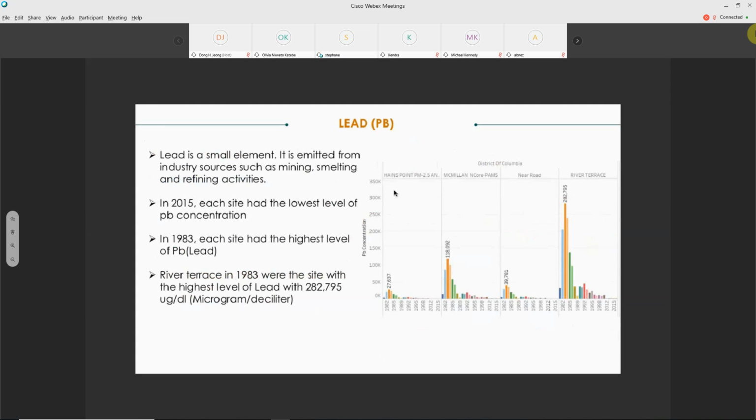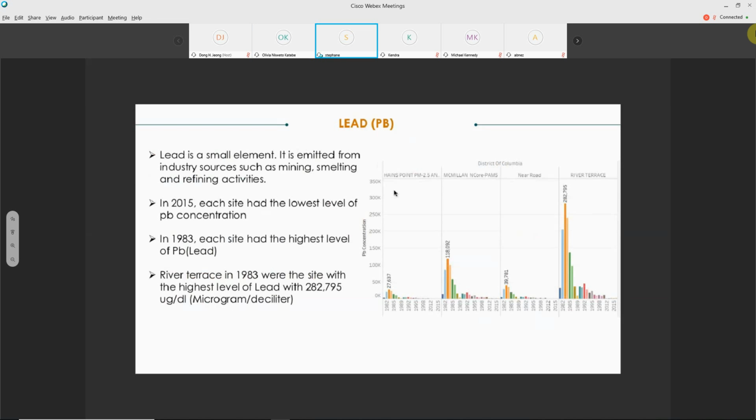Lead or Pb. In this picture, we see all the 4 locations where lead was collected. They collected lead between 1982 and 2015. Actually, we filtered the data because the data was very big, so in order to have a good representation, we decided to use only data from 1982 to 2015. Lead is a small element. It is emitted from industry sources such as mining, smelting, and refining activity.